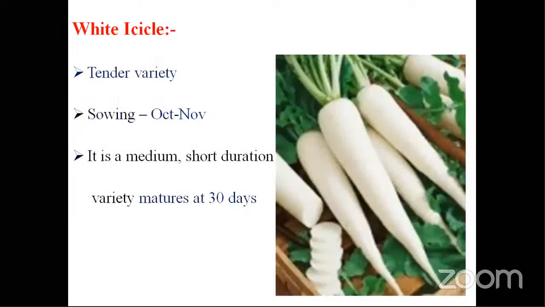Nextly, we have the White Icicle, which is a tender variety. You can see how tender it is. As the name itself says, it looks so fresh and tender. So it's a very tender and soft variety compared to others, and matures in just 30 days.